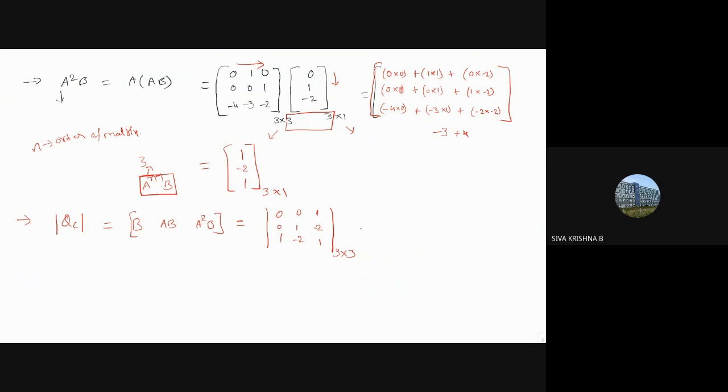So find out this determinant and tell me the answer. -1. Very good. Super. So let me explain here for some people.